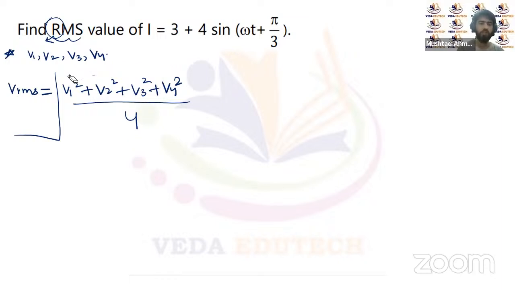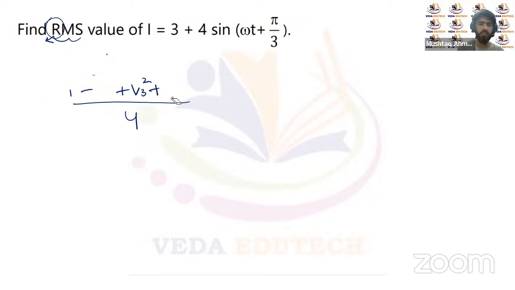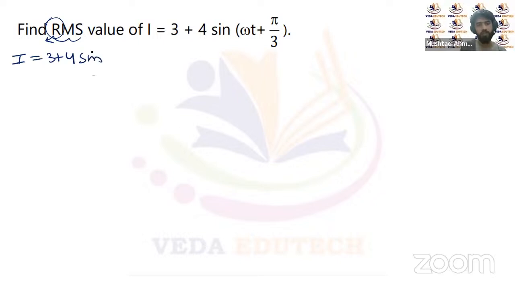Similarly, here we have to find the RMS value for this current. What we'll do is square the current first, then find the mean square of this current. After finding the mean of this current, we can easily find the RMS value of this current. So I is given as 3 plus 4 sine of omega t plus pi by 3. That's the value of current.